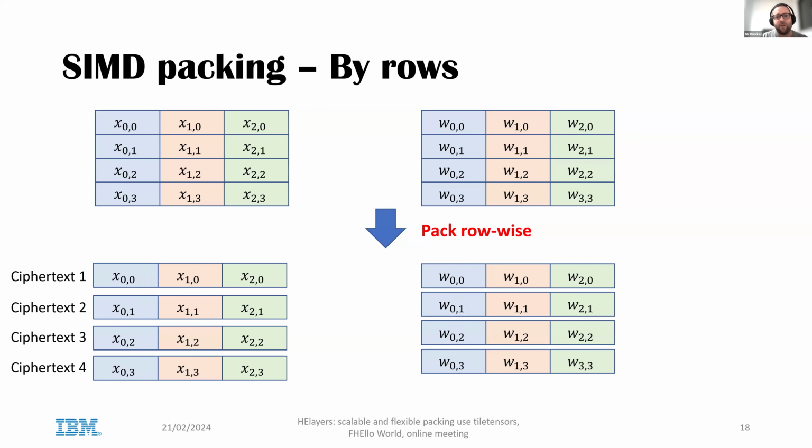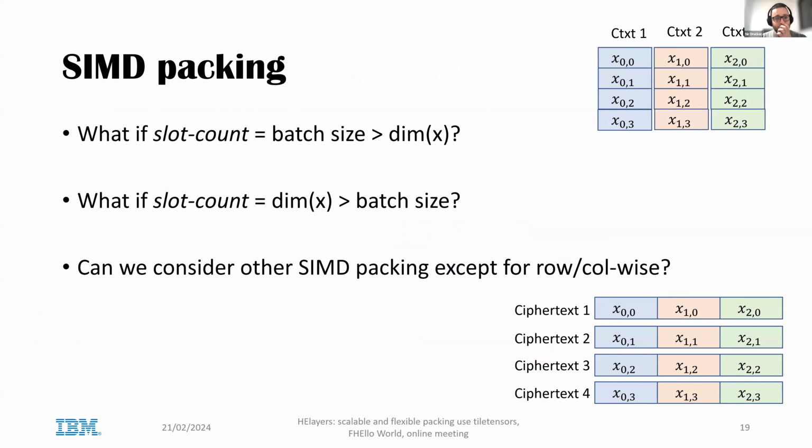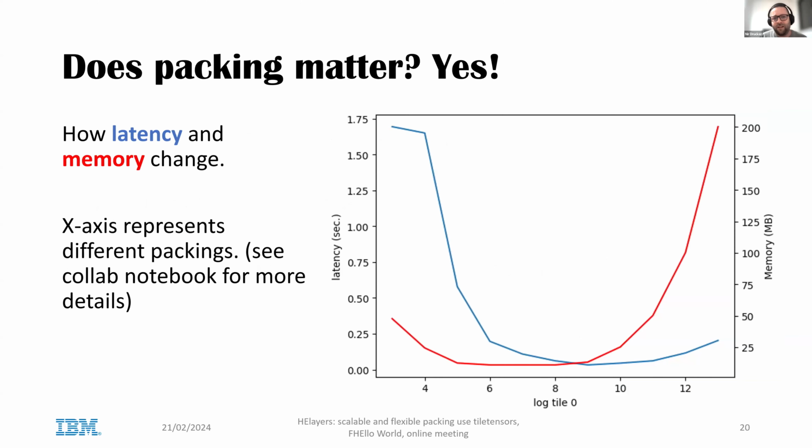really affects the performance. And what happens if the dimension of the batch size is bigger than the dimension of the vector x, or the vector dimension x is bigger than the batch size? How flexible is the packing option that we chose? Is it flexible? How can we handle scale in that situation? And does it really affect anything? Like, does packing really matter? And the answer is yes.